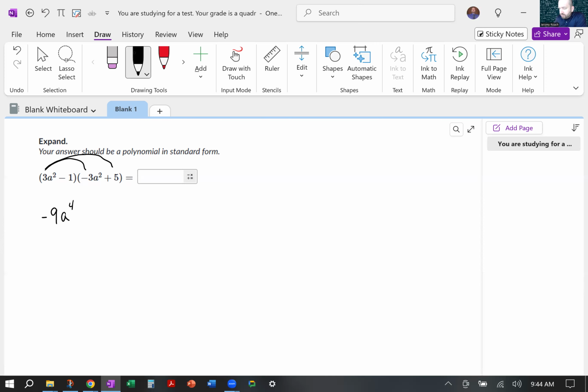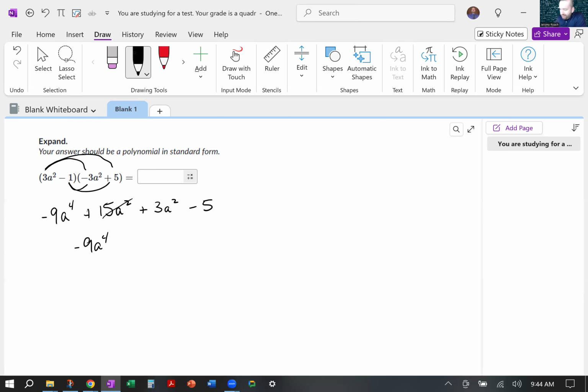So you have positive times negative. 3a squared times 5 is plus 15a squared. Negative 1 times negative 3a squared is plus 3a squared. And negative 1 times 5 is minus 5. We do have some like terms here, so we'll rewrite this first term, the 15a squared and the 3a squared.